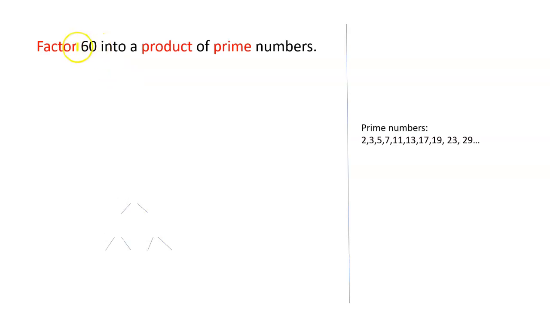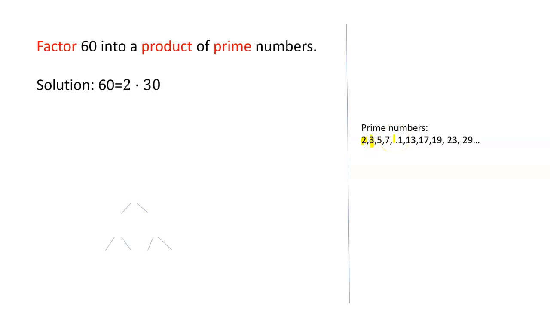So let's see how we break down or factor 60 into a product of prime numbers. Make sure all the final numbers are prime. Make sure you have multiplication in there. Here I listed all the prime numbers for your reference. So this is what we do. If you're not sure how to do it, you can always start with the smallest prime number 2, and then next check 3, and then check 5 and 7.